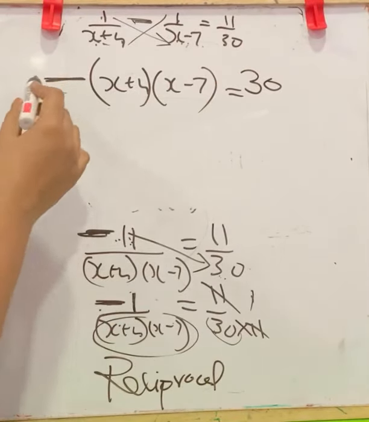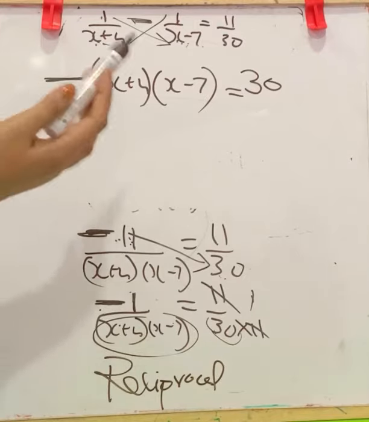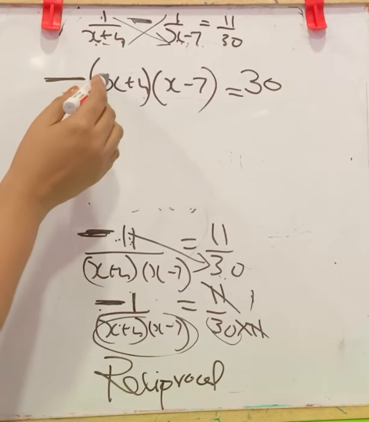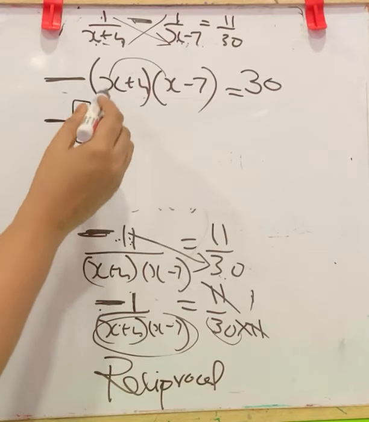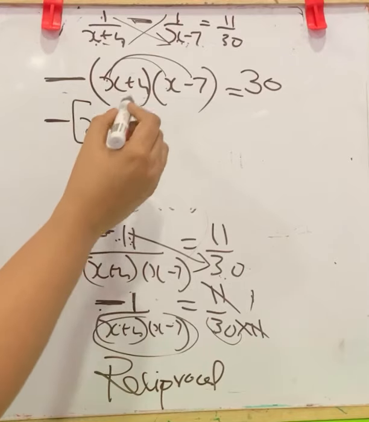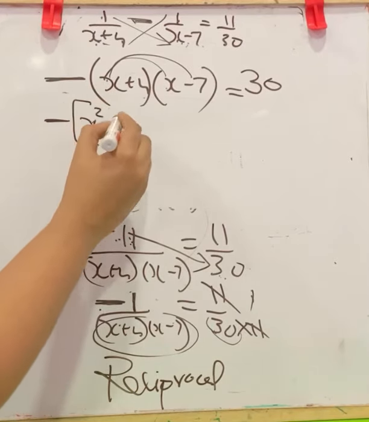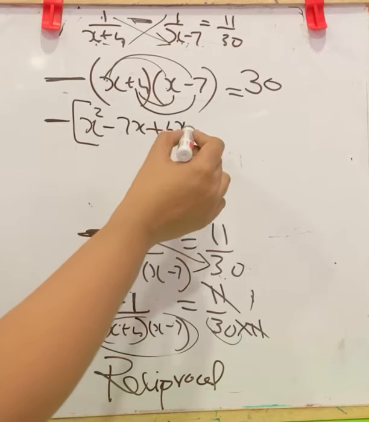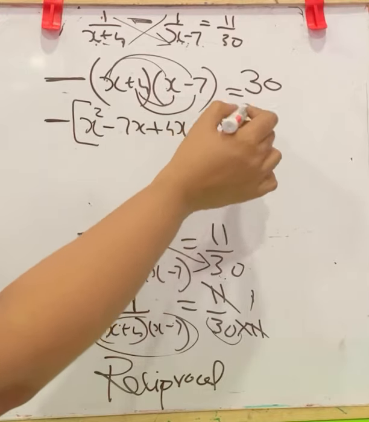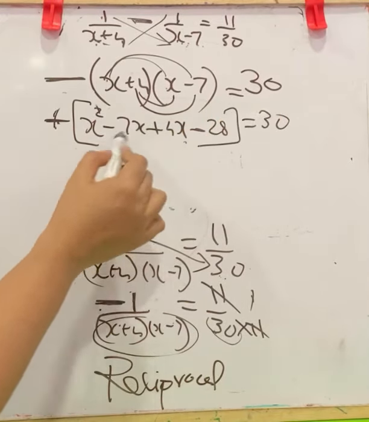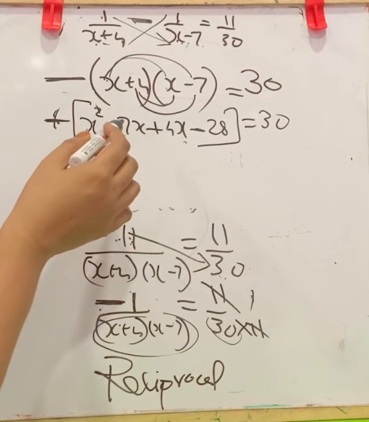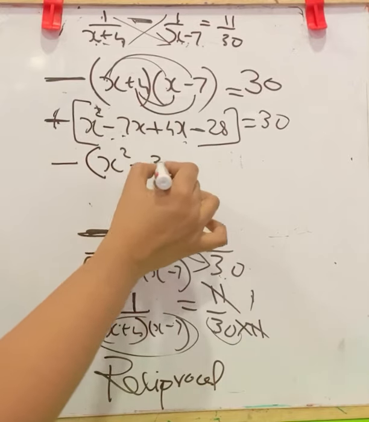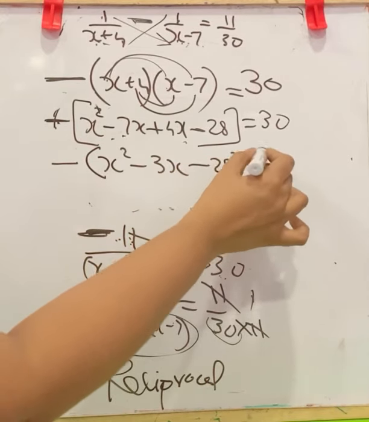Now we can open this bracket, or you can use the identity x plus a into x plus b. I am just opening the bracket. Here x into x, x square, x into minus 7, minus 7x, plus 4 into x, plus 4x, plus 4 into minus 7, minus 28, close the bracket, equal to 30. Now we have same x terms here, minus 7 and plus 4, result will be minus 3x. So this is minus of x square minus 3x minus 28 equal to 30.